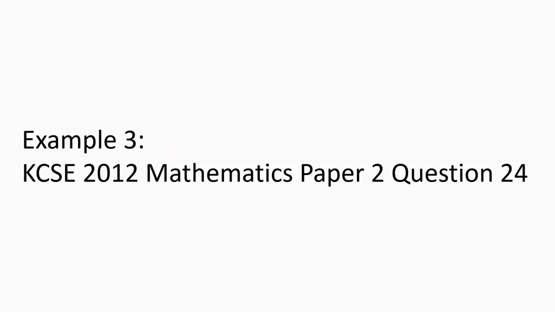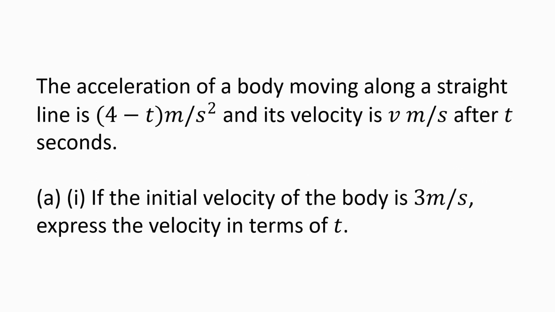Example 3 has been obtained from KCSE 2012, Mathematics Paper 2, question 24. The question is, the acceleration of a body moving along a straight line is 4 minus t meters per second squared, and its velocity is v meters per second after t seconds. Part A1, if the initial velocity of the body is 3 meters per second, express the velocity in terms of t. So in short, we are being asked to find the velocity equation.